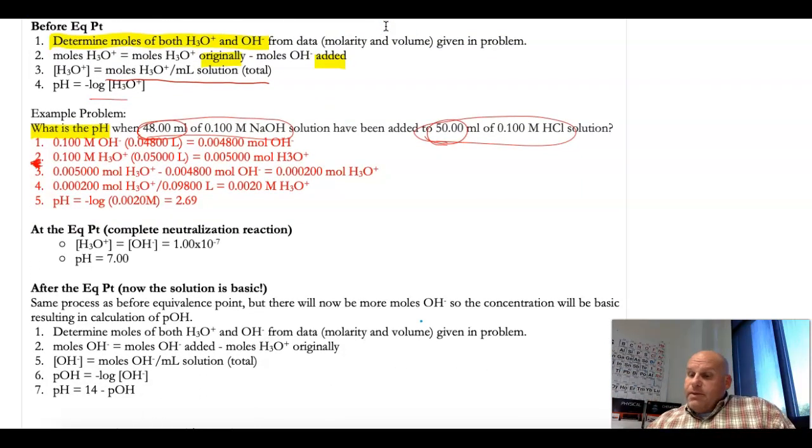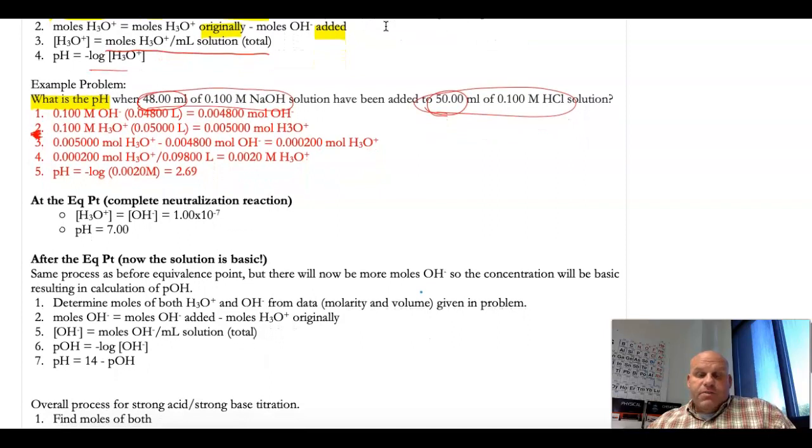The next possibility we said was at the equivalence point. This is a simple one. If I know I'm at the equivalence point, then the pH is 7. At the equivalence point for a strong versus strong, we saw it on the graph, our pH is 7.